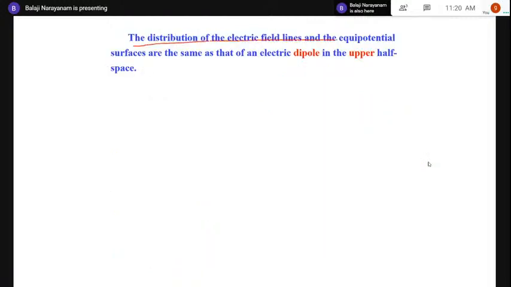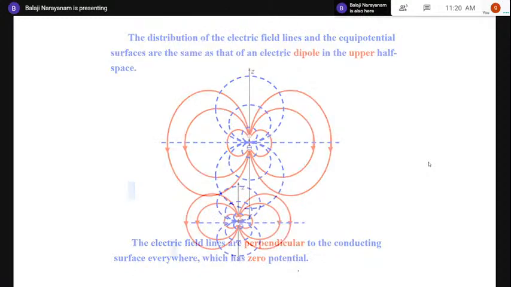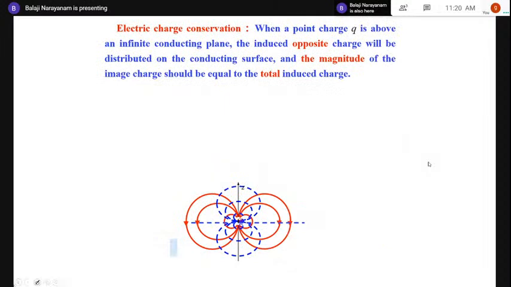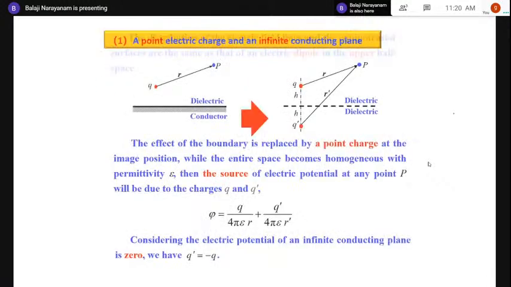The distribution of the electric field lines and the equipotential surface are the same as that of an electric dipole in the upper half space. The electric field lines are perpendicular to the conducting surface everywhere, which has 0 potential. And electric charge conservation is very important. When a point charge Q is above an infinite conducting plane, the induced opposite charge. See, why do we get Q dash as an opposite charge induced? When a point charge Q is above an infinite conducting plane. Yes, this is the case that we are dealing with.